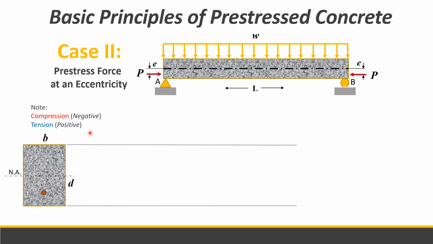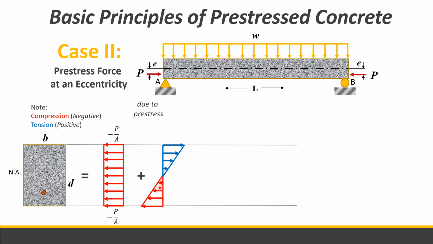Okay, so as is, compression is negative and tension is positive. Let us discuss the stresses involved when P has an eccentricity. First is due to pre-stress. We have an axial stress of negative P over A. This is always present because P is applied to this section. So P over A is the axial stress.